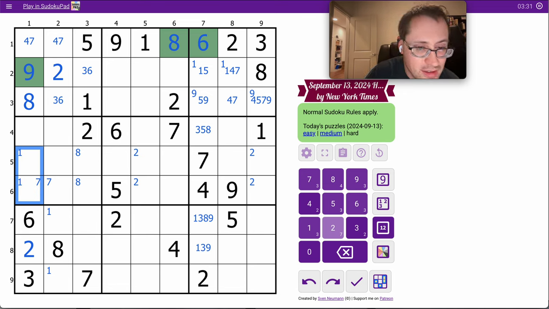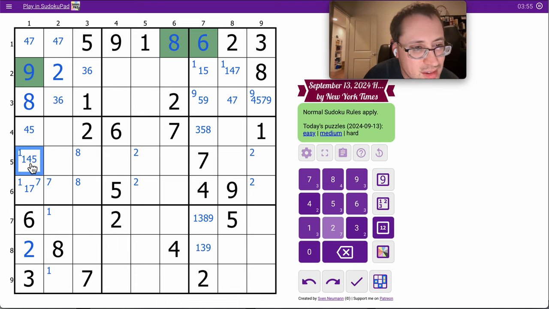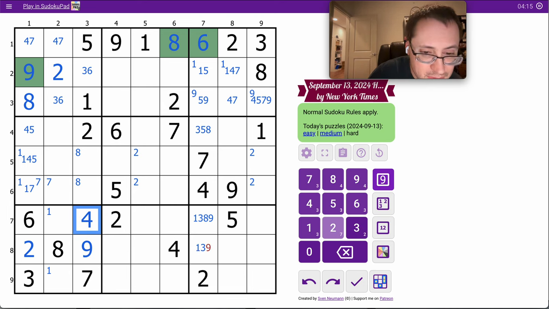2, 3, 6, 8, 9 leaves 1, 4, 5, 7. Fill out for column 1. This sees 1 and 7, so it's down to 4, 5. That being 1, 4, 5, interesting. Okay, 2, 3, okay, I need 1, 4, 5, and 9 for region 7. Now, these two can't be 1 or 5. Must be 4 and 9, and that one has a 4 looking at it. So I know these are 1 and 5, and this has a 5 looking at it.